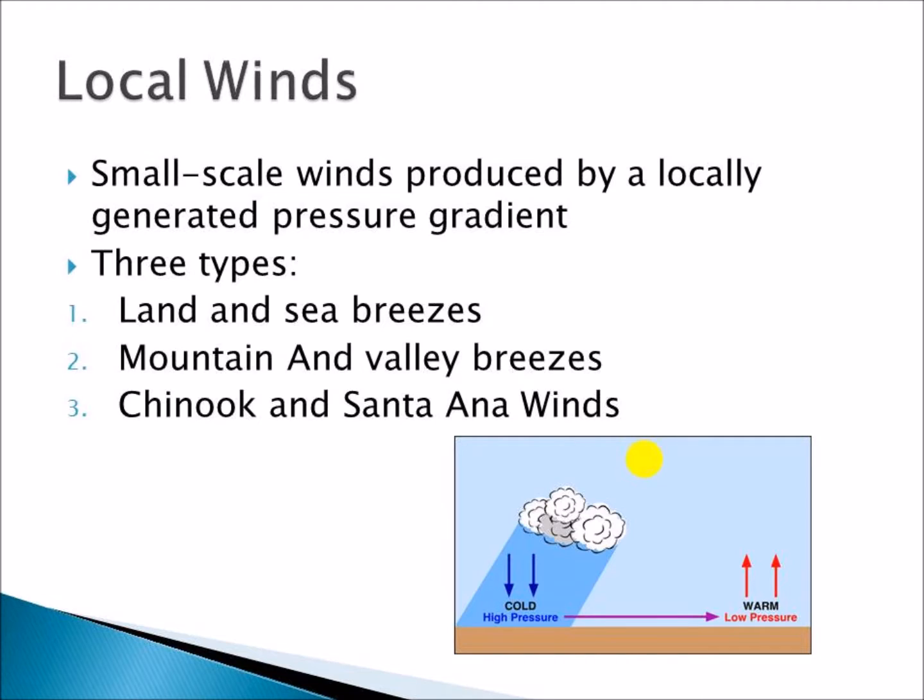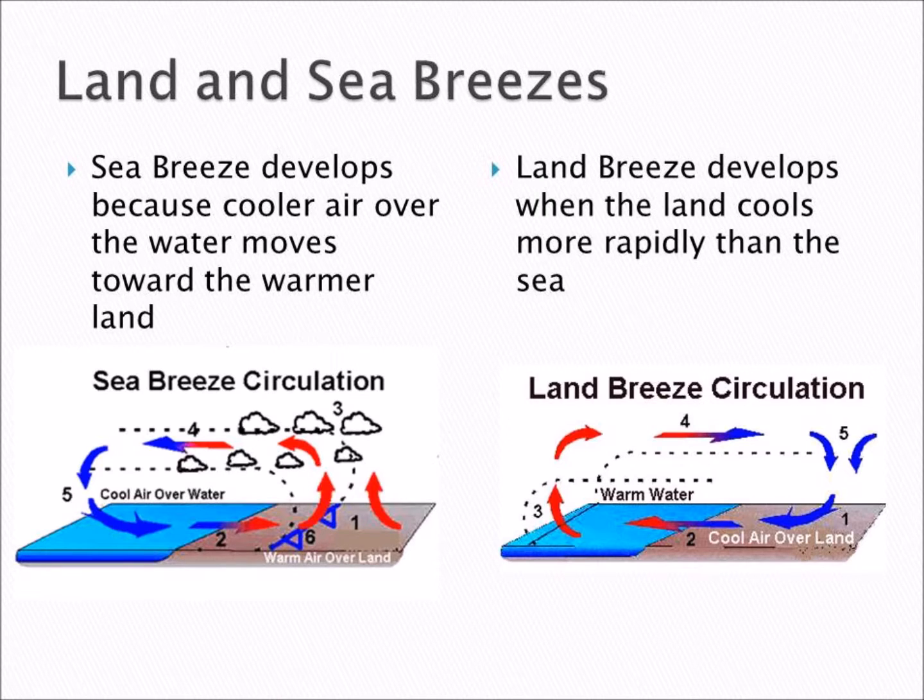Local winds are small-scale winds produced by a locally generated pressure gradient. There are 3 types: land and sea breezes, mountain and valley breezes, and Chinook and Santa Ana winds. Here we have land and sea breezes. To the left, you have a sea breeze, which develops because cooler air over water moves toward the warmer land. To the right, we have a land breeze, which develops when the land cools more rapidly than the sea.